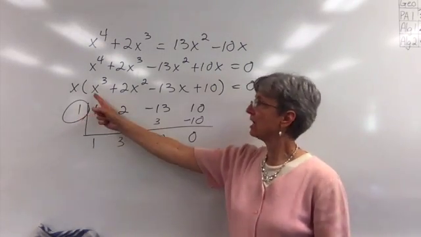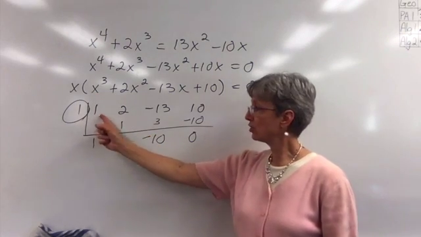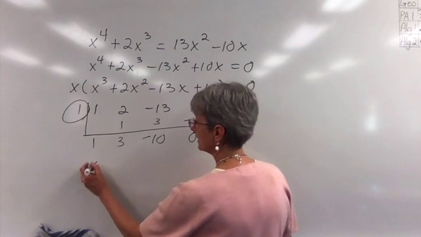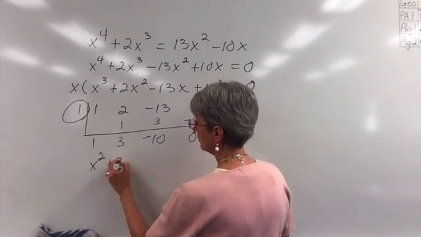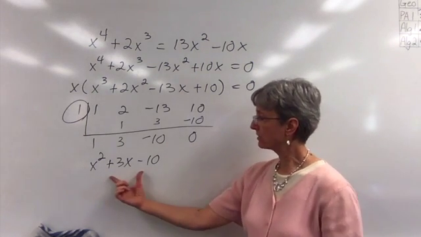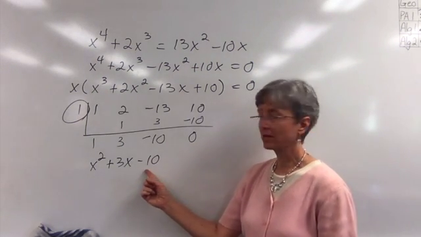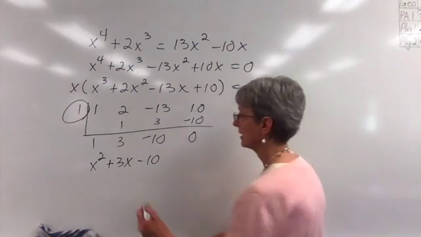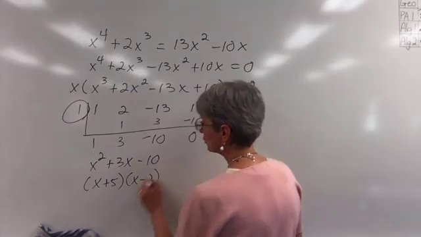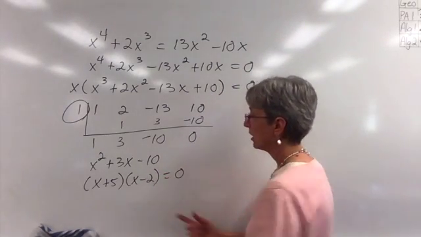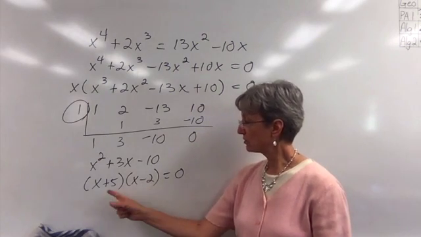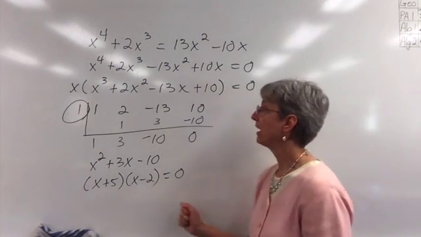That's excellent. This was x cubed. That means this is x squared. So this means this is x squared plus 3x minus 10. Can I factor that? x plus 5, x minus 2? It looks like it. So this factors to be x plus 5, x minus 2 equals 0, which means my other 2 zeros are positive 2 and -5.